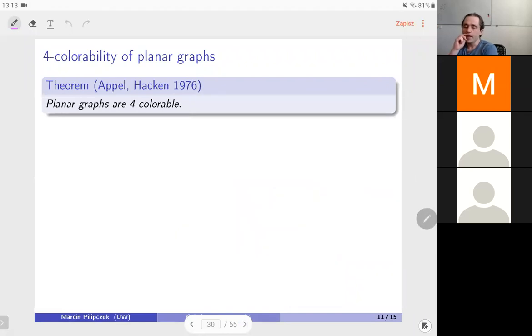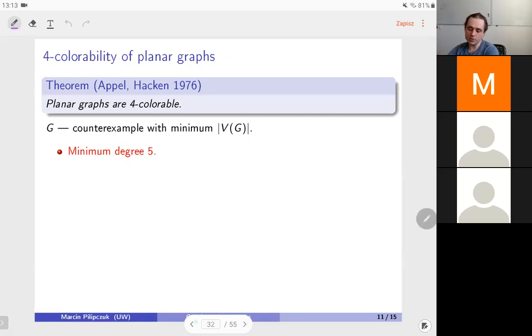Let's go further. As I recalled, we had this theorem proved by Appel and Haken, and then a simplified proof by Robertson, Sanders, Seymour, and Thomas. So let's try to prove this theorem. We're doing induction again. The induction is sometimes better phrased, and this is one of these cases, by taking the counterexample with the minimum number of vertices and then reaching a contradiction. So we assume that all smaller planar graphs are four-colorable, and we want to look at the guy with the minimum number of vertices that's not four-colorable. So what can we say about this guy?